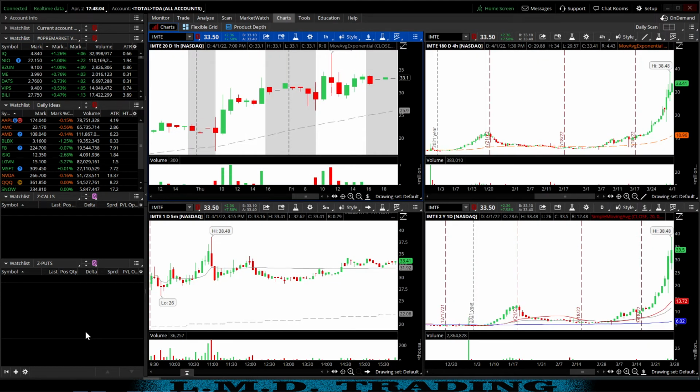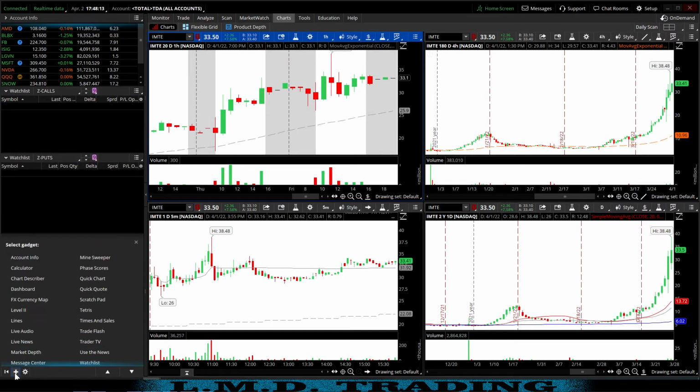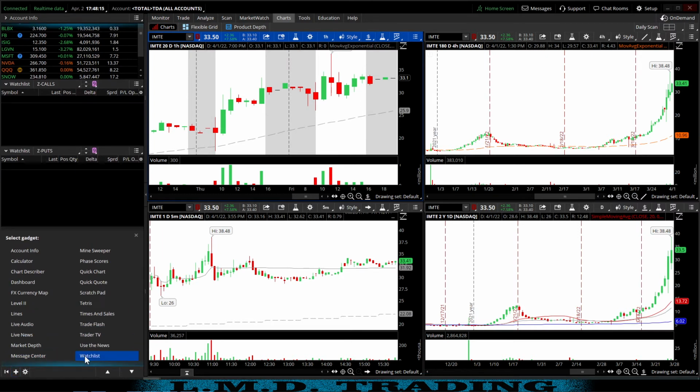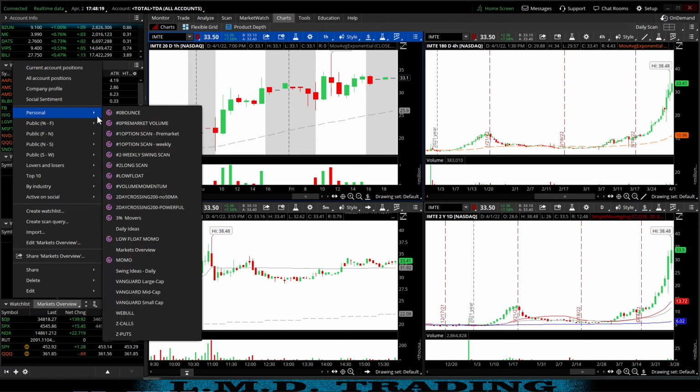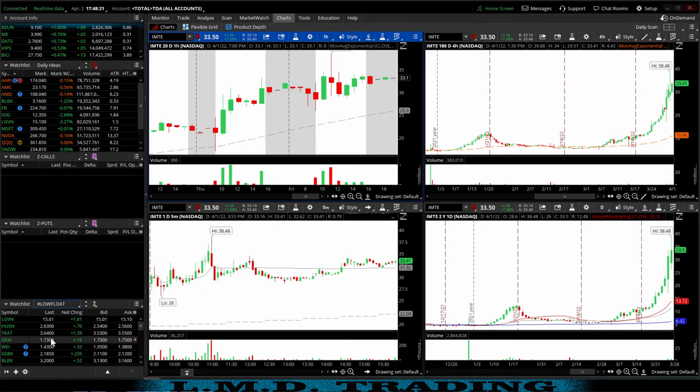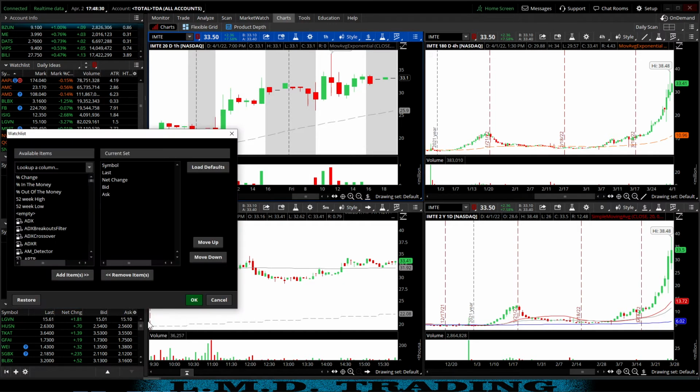And we'll make a watch list for that low float. So we just come here, add a gadget. We're going to add a watch list. Let's come here, go to our low float. So that's the one that we just created. But let's customize these columns. That's not the columns I like to see. So I'm going to come to customize. I don't want to see the bid. I don't want to see the ask.